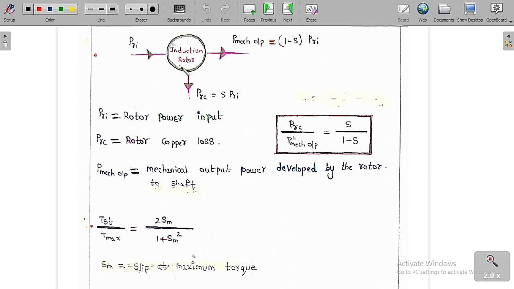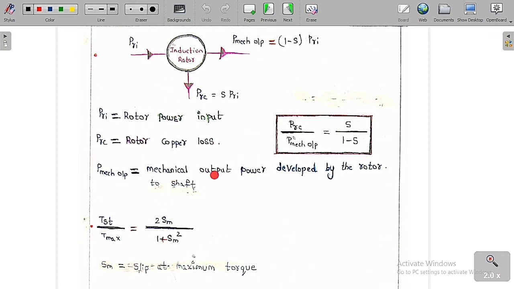And this is called the mechanical output. It is the input minus these losses, so if you do this minus this one, we are going to get (1 minus S) into the rotor input or air gap power or stator output. So you can go for any of these things. This P_RI is called the rotor power input, P_RC is called the rotor copper loss, and P mechanical output is called the mechanical output power developed by the rotor to shaft.